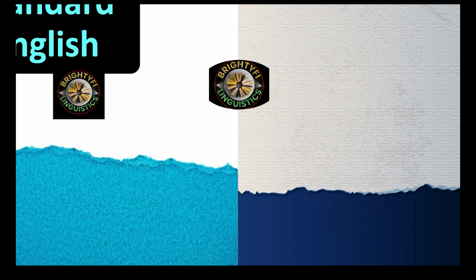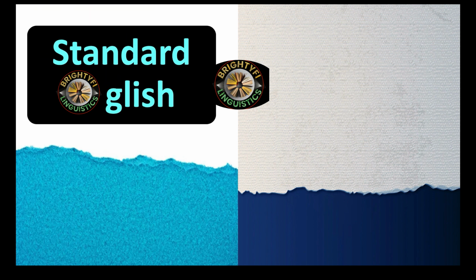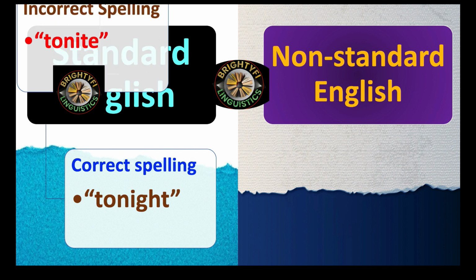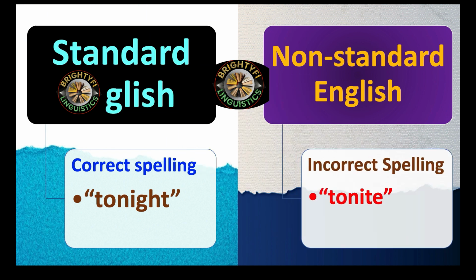We continue our ideas with standard English and non-standard English. Standard English follows correct spelling patterns. Of course, like tonight is a correct spelling, but non-standard English has incorrect spelling. They just don't care. It's okay, so long as you can understand it, you can communicate, that's okay, without caring about the spelling. As you can notice in this example, tonight, there is a spelling mistake.